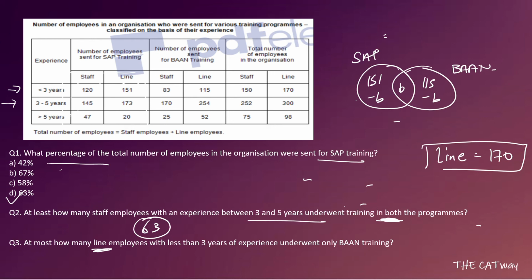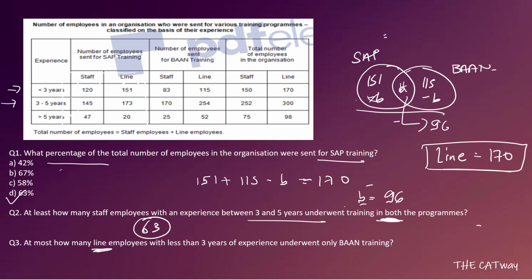Now again, using what we did in the last question, add all of them and make it equal to 170. So let's do that. The B is going to get cancelled, and ultimately we will be left with 151 plus 115 minus B is equal to 170, and from here we will get the value of B as 96. Now what we know is that a total of 96 employees went for both the trainings.